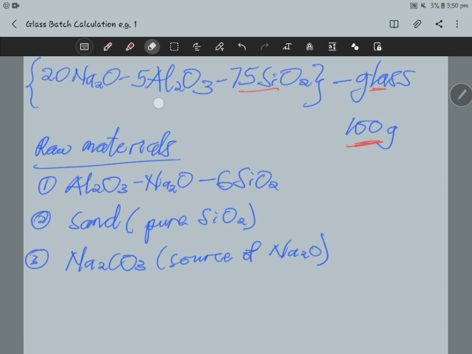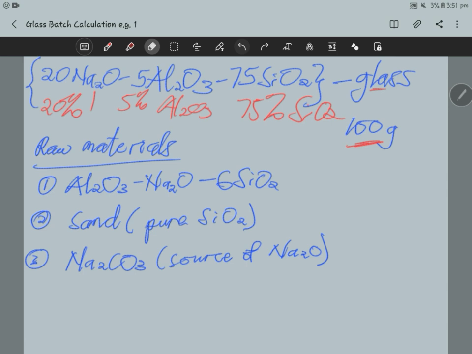But there are some things we should notice before we do anything like this. When we see something of this sort, what we're trying to say is the glass is made of 20% Na2O, 5% Al2O3, and 75% SiO2, right? So that's all that is being said here. But there's something else that we should notice.